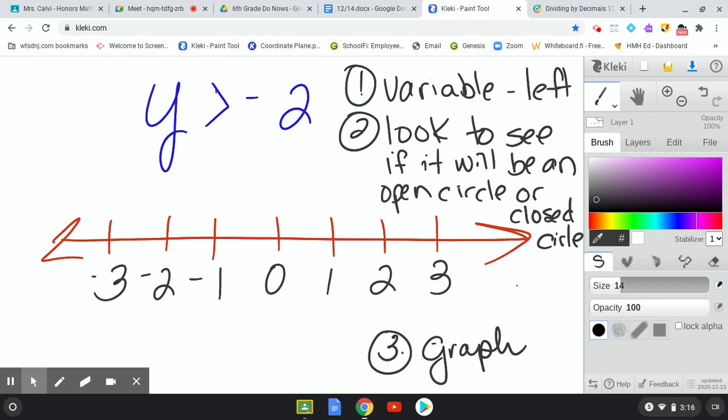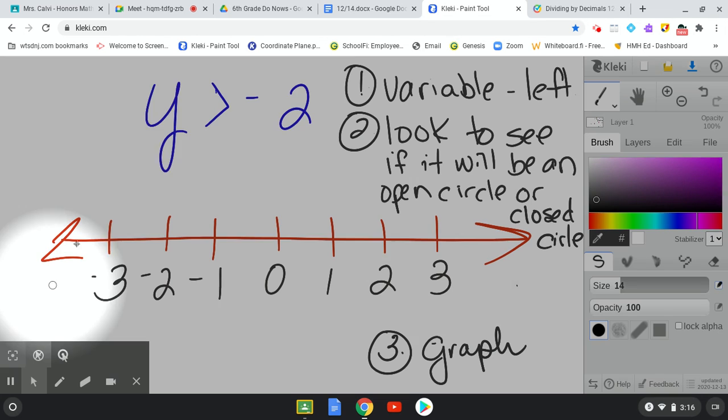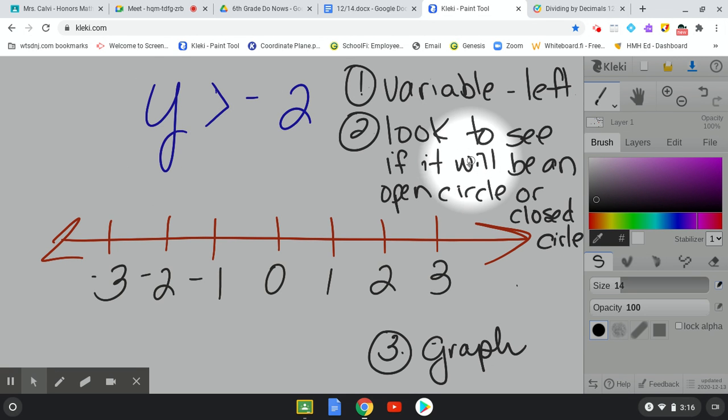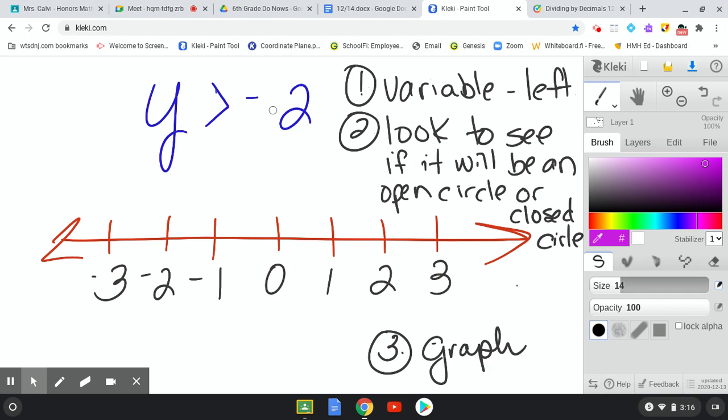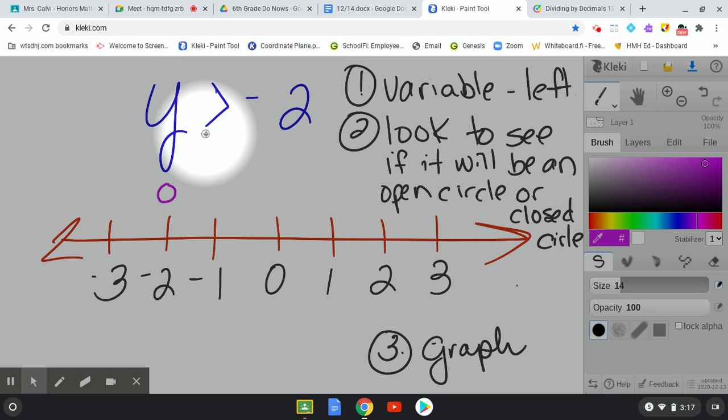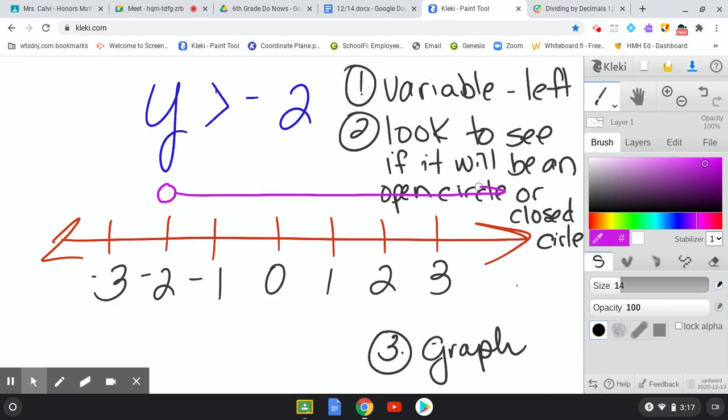Okay, so step 1, variable on the left side. Yes, my variable's on the left side. Step 2, look to see if it's going to be an open circle or a closed circle. I do not have an equal bar with it, so it's going to be an open circle. And I'm going to go to -2 to graph. So I'm going to go to -2. I'm going to put an open circle. I'm going to follow the direction my inequality symbol is pointing to. I'm doing that because my variable is on the left. If your variable is on the left, you always follow the direction the inequality symbol is pointing to. So this would go in this direction.